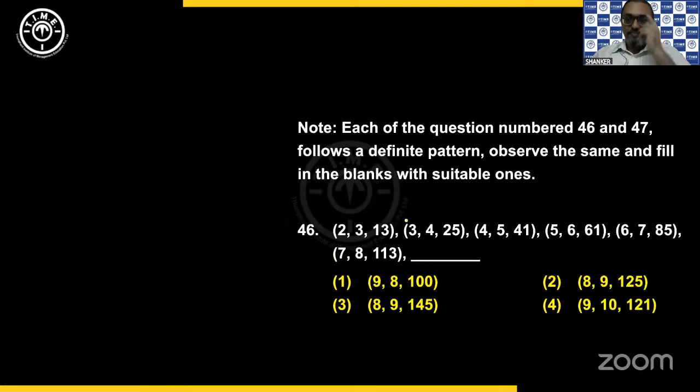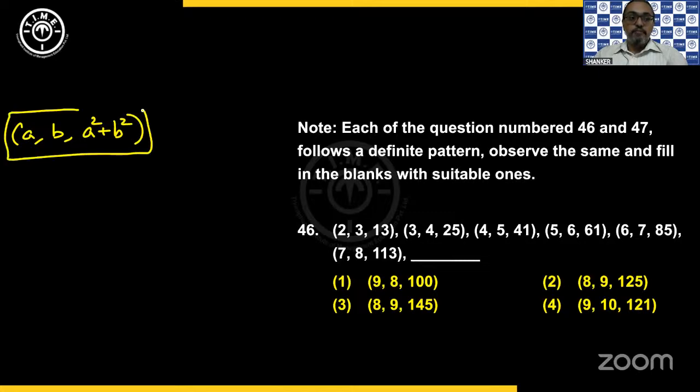Next. Now, three numbers in each group are given, and you need to identify a logic. So the logic here is A, B, A square plus B square. That is the format. Are you understanding this? So it is 2, 3, 2 square plus 3 square. What is 2 square plus 3 square? 4 plus 9, 13.